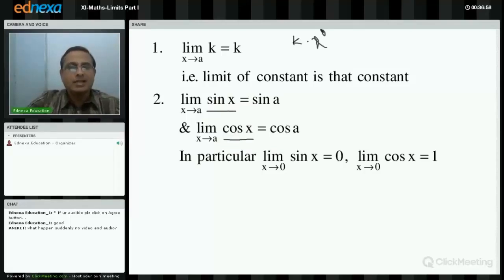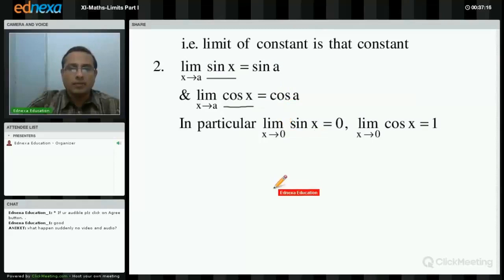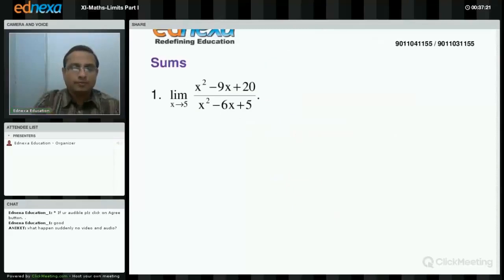Is that clear? Same is true for cos x. But there are many real numbers for which the tangent ratio is not defined. For example, tan pi by 2 is not defined. Is that clear? And that is why we cannot generalize the result that limit of tan x as x tends to a equals tan a. I hope you understood.